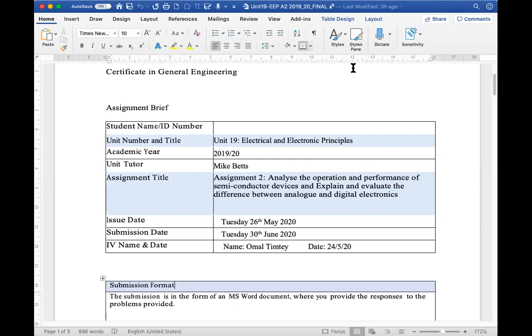Right. So, electrical assignment 2. Analyze the operation and performance of semiconductor devices and explain and evaluate the difference between analog and digital electronics. Issued 26th of May and hand-in date is Tuesday the 30th of June. Yeah?